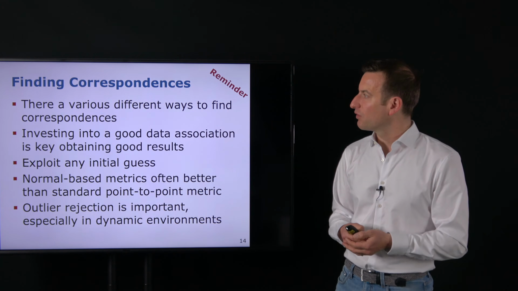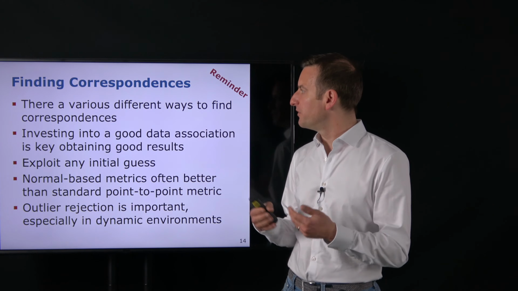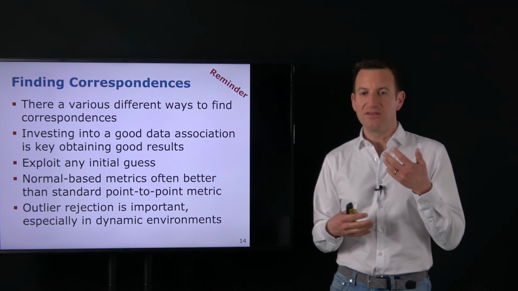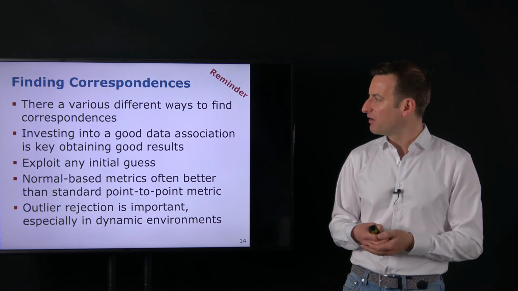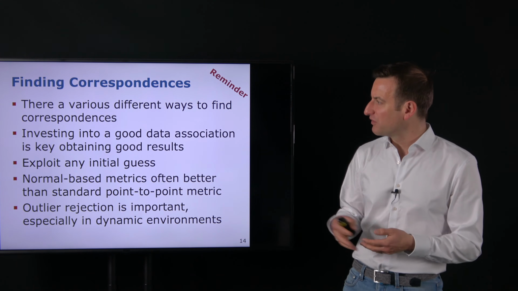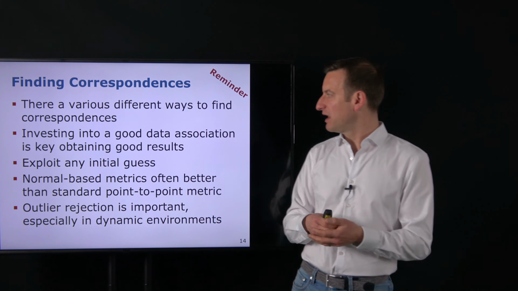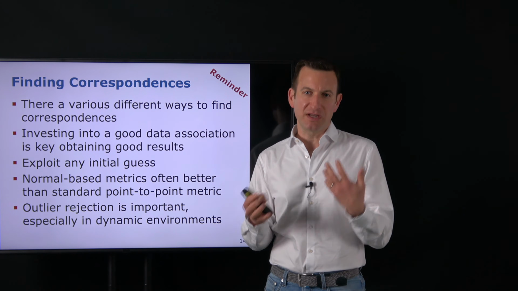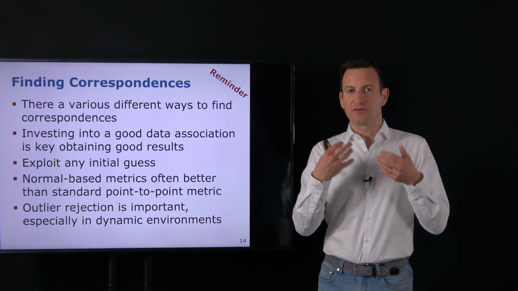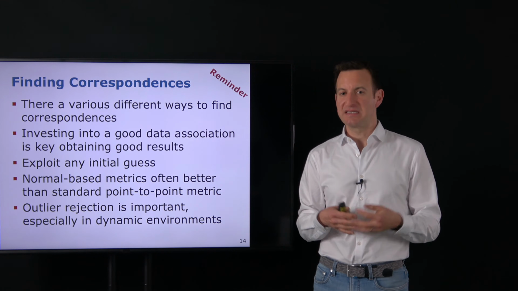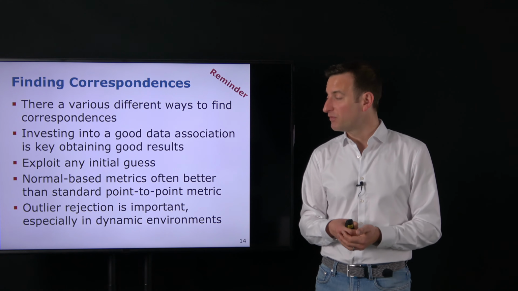So for finding those correspondences, there are different ways on how to do this. And again, finding a good data association is key. And we had some best practices. So investing in your data association is key. If your data association is wrong, you're not getting the correct alignment. So putting a lot of brain power into finding good data associations is key. And this still holds for this part of the lecture.